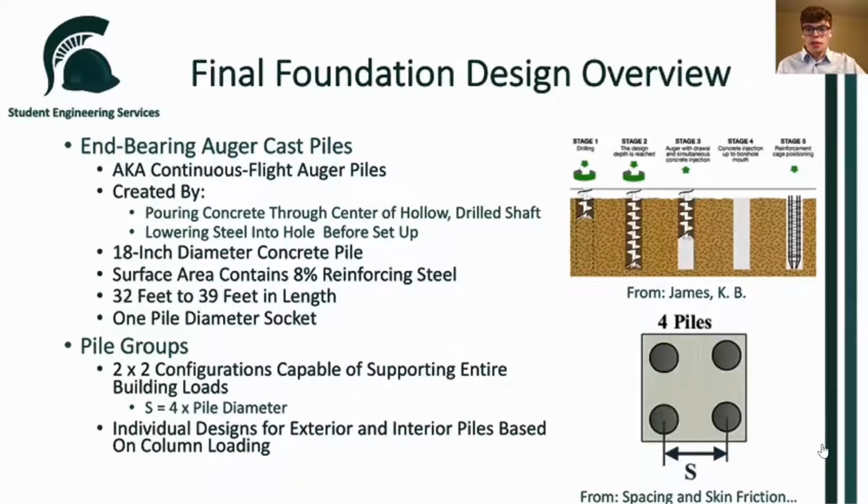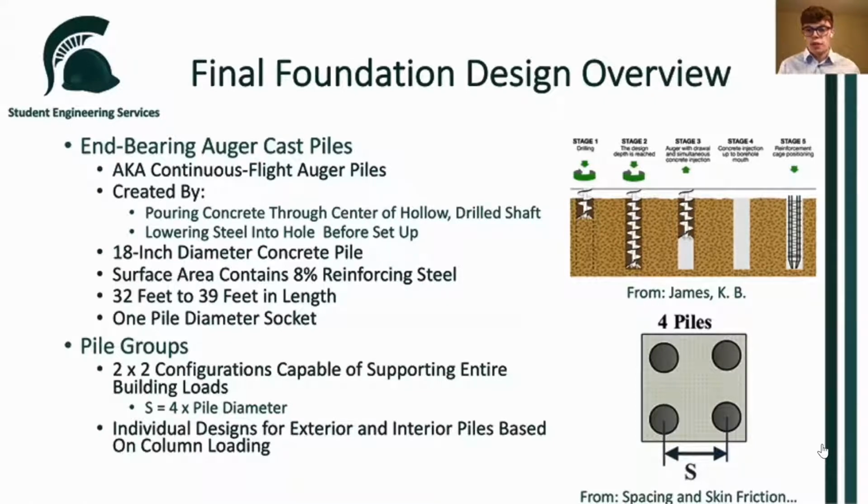So, Student Engineering Services recommends the use of end-bearing auger cast piles instead. Also known as continuous flight auger piles, these are created by pouring concrete through the center of a hollow drilled shaft to a desired pile height and then lowering reinforcing steel into the hole before the cement has set. A visual breakdown of this process can be seen in the upper right-hand corner of this slide.